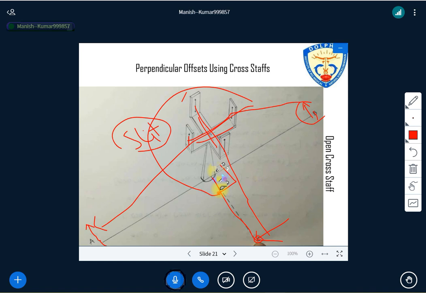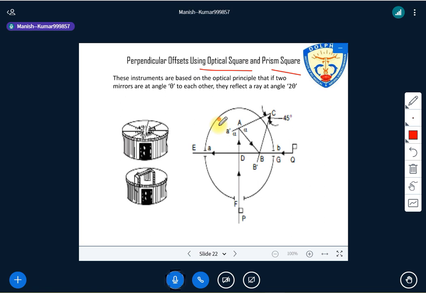Okay, now I'm moving to this. We have another optical instrument, basically the optical square or prism square. As the name says, optical means a lens has to be there, and they are using this formula: if two mirrors are at theta degrees, then they reflect at a right angle, 2 theta. In physics, you have already studied this formula.